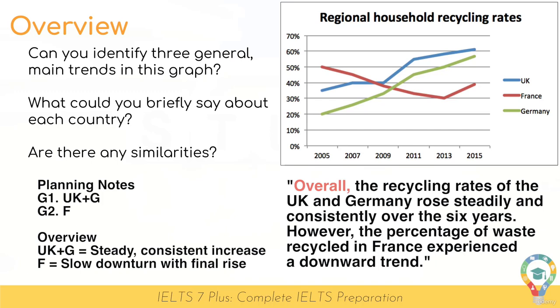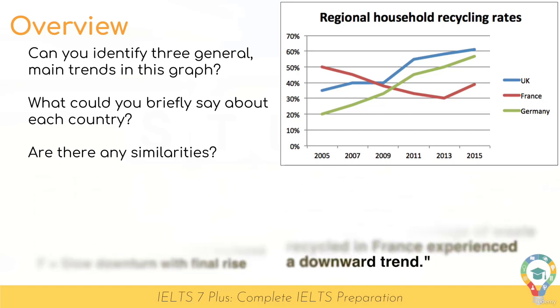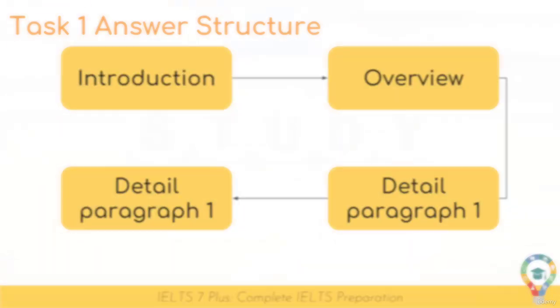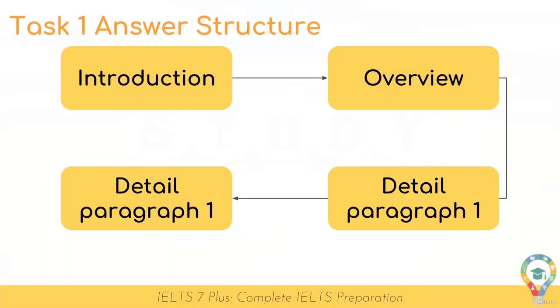For now, don't worry too much about specific vocabulary. That will come in the next lesson. Here is a quick review of the 4-step report structure. We've completed our introduction and we've just looked at how to make an overview. Now it's time to take a look at what is in a detailed paragraph and how we can write one.